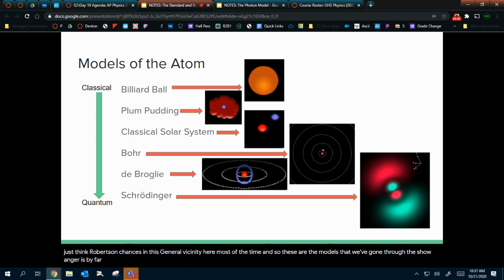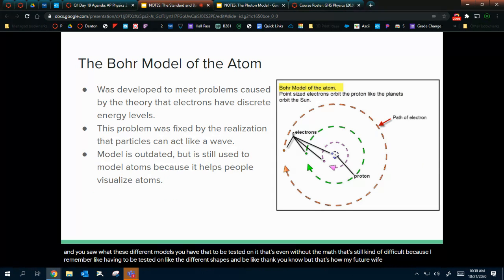The Schrödinger is by far the most accurate that we know of, but it's going to be one of the hardest to understand. Especially if you went through chemistry and had to be tested on these different models, even without the math, that's still kind of difficult. I remember having to be tested on the different shapes, thinking, oh, that's kind of a pyramid looking thing, but that's not what my teacher wanted.